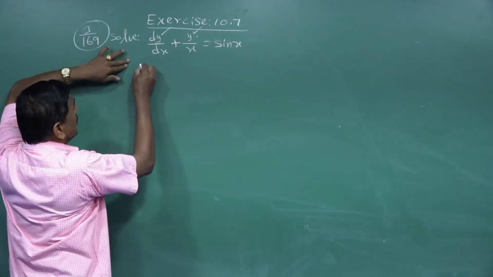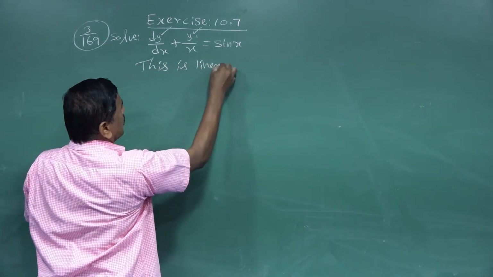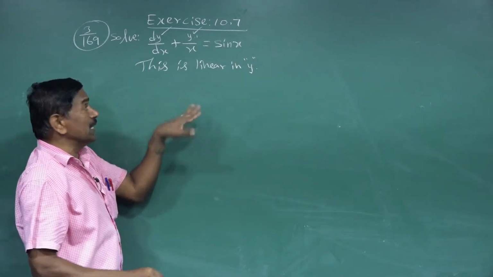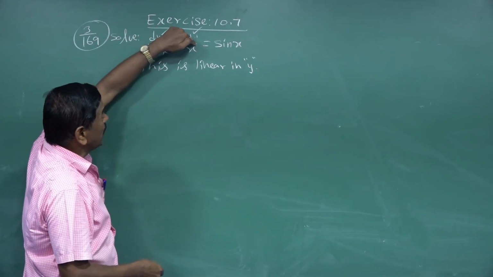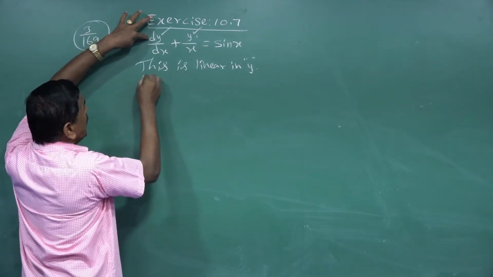Okay, first of all, this is linear in y, and it is of the form dy by dx plus py is equal to q. That's all. Okay. This is linear in y. It is of the form.